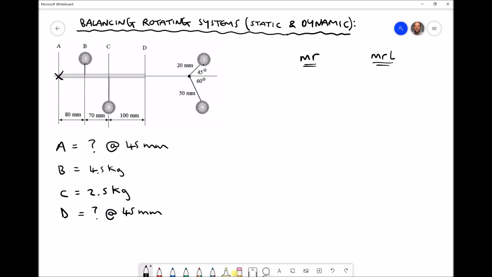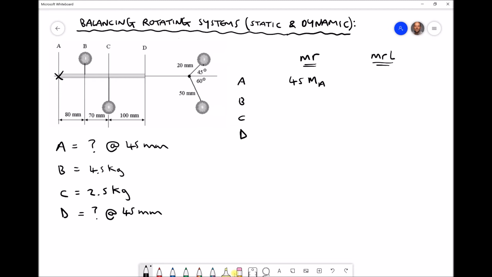So let's construct a table. We have mass A, we have mass B, mass C, mass D. We don't yet know the magnitude of mass A, so we'll just call it M subscript A for the time being, but we do know its radius is 45 millimeters. Therefore, the mass times the radius for mass A is 45 times MA.